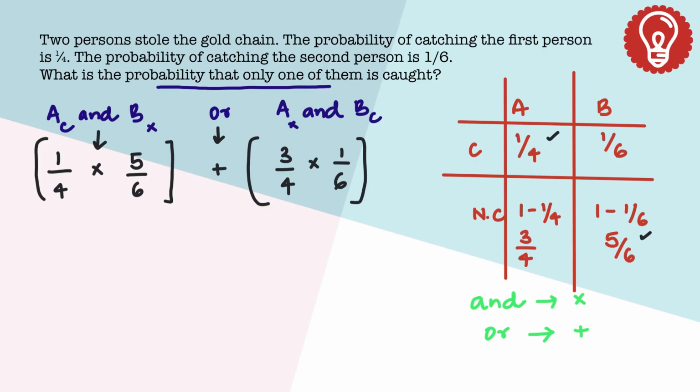You see, now what numbers to put where, it's very easy. Now from here on it's just a matter of calculation. So let's multiply this and take it as 5 by 24 plus this is 3 by 24, which is 8 by 24 or 1 by 3. That's your final answer.